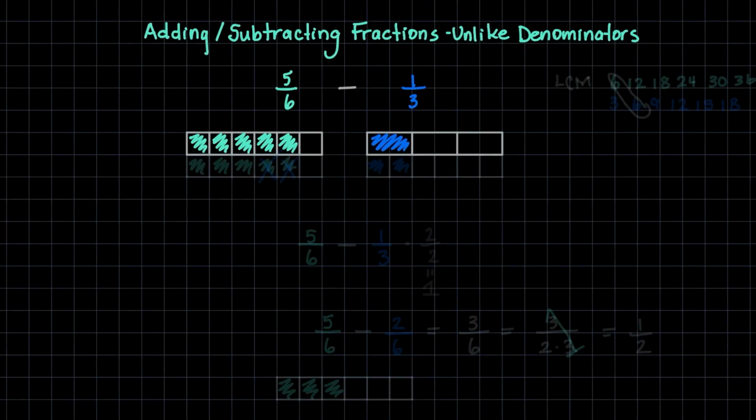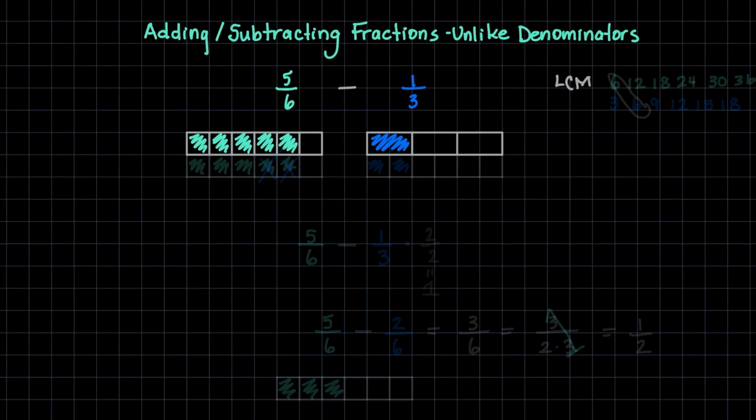Okay, our next example, 5/6 minus 1/3. Again, notice how the pieces are very different sizes. The sixths are far smaller than the thirds, or the third is a lot bigger than the sixth, however you want to look at it. So let's figure out our least common multiple.